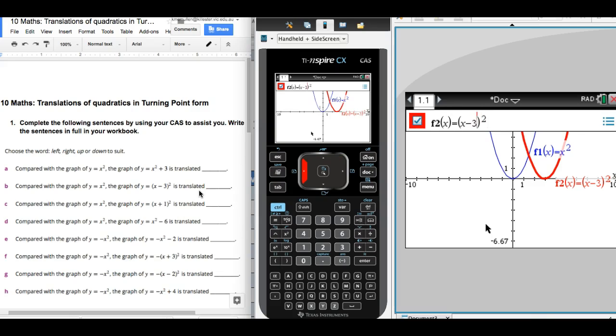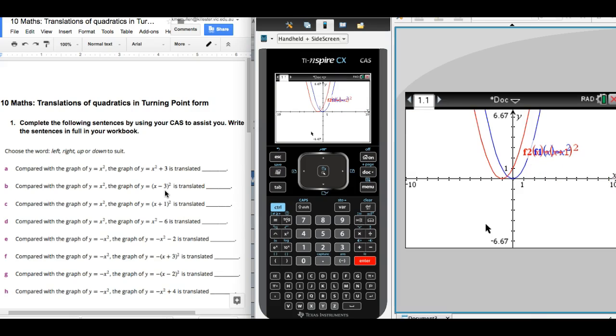Okay, let's move on to the next one. This time we've got plus 1. If the other one was minus 3 and it moved to the right, what do you think the plus 1 is going to do? That's right, it's moved to the left, and it's moved to the left by 1.